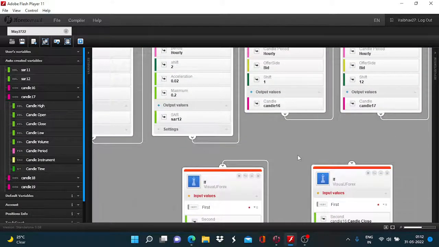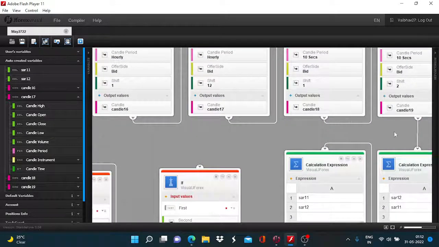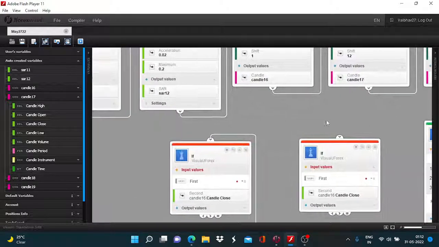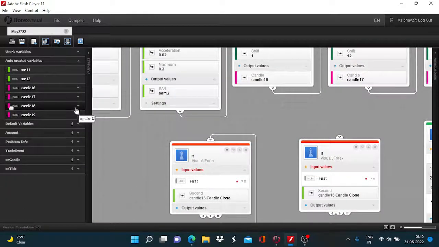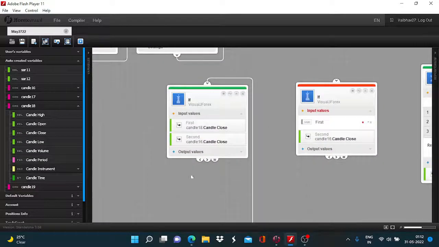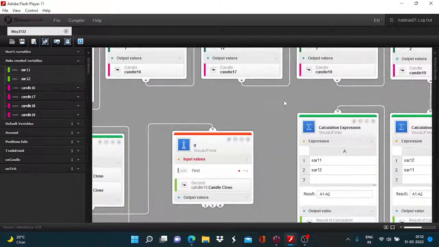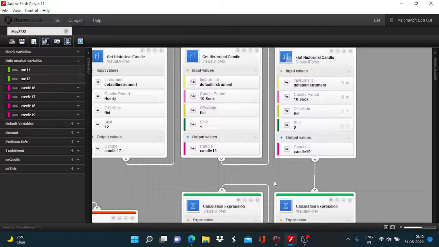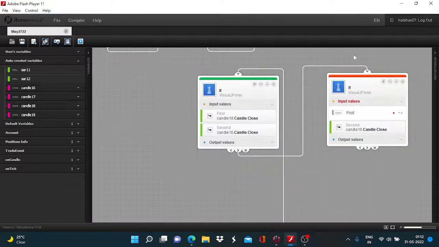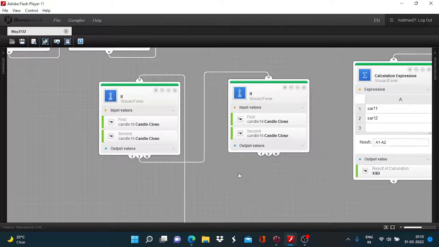Candle 16 candle close and considering candle 18 candle close, so we have to get it as the first input. First input needs to be greater, and candle 19, which is the second last 10-second candle, its closing value needs to have been lower. So first input less than second input.